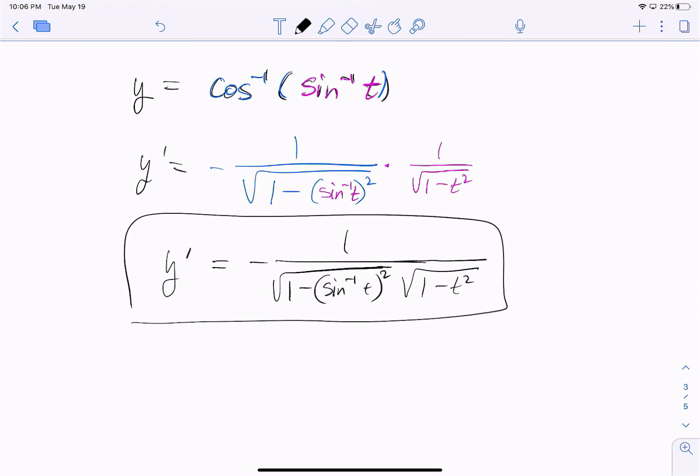There it is. Next up, same instructions. r of t is equal to the arc sine of 1 over t. Again, pause the video, see what you can do with this.